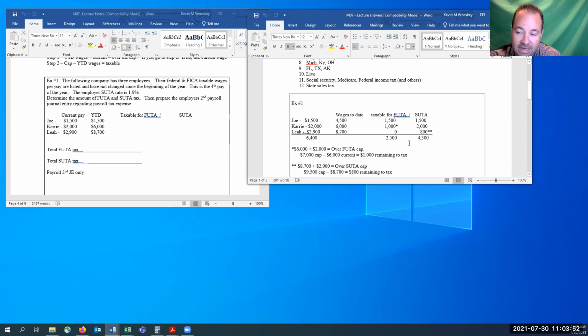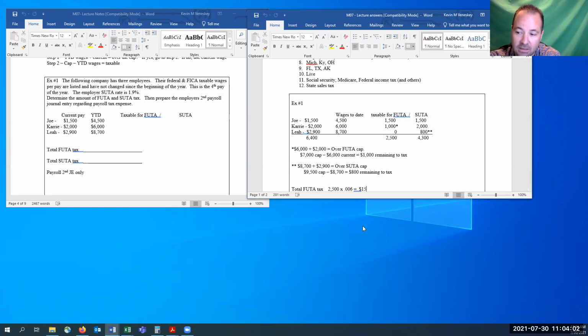So then what I decided to do on this one, instead of just putting the tax out here to the side, I just took the 2,500 and multiplied it by 0.006 for a total of $15 for all 3 employees. And then took 4,300 times 1.9%, $81.